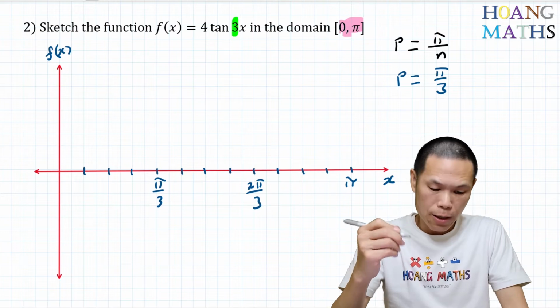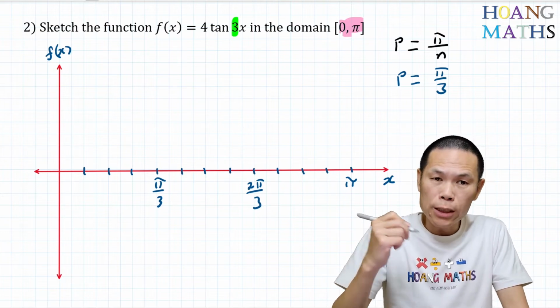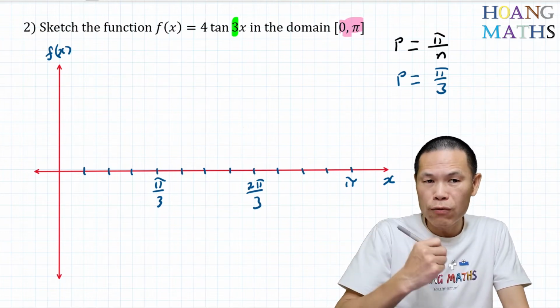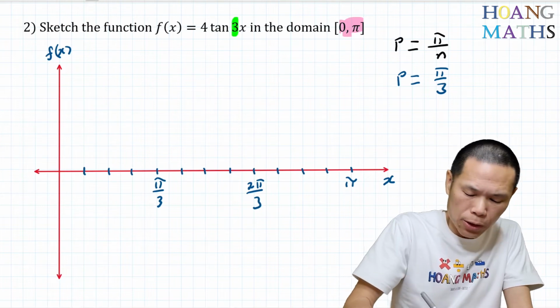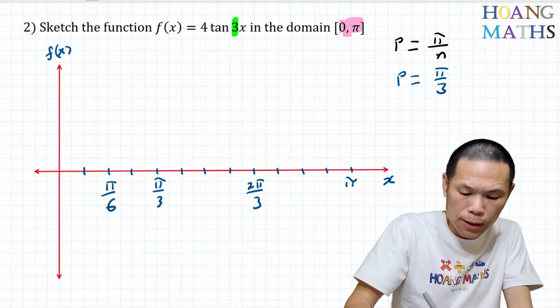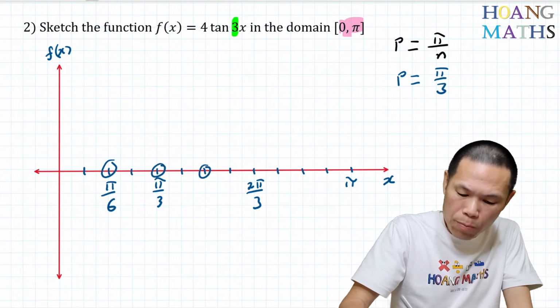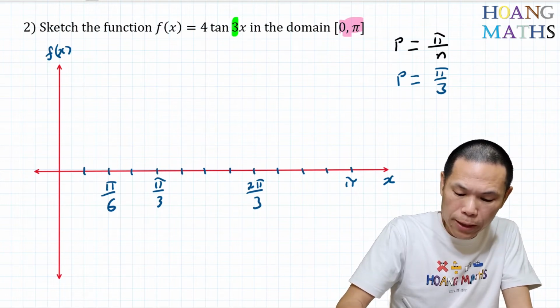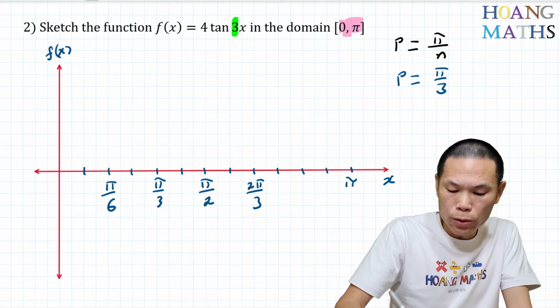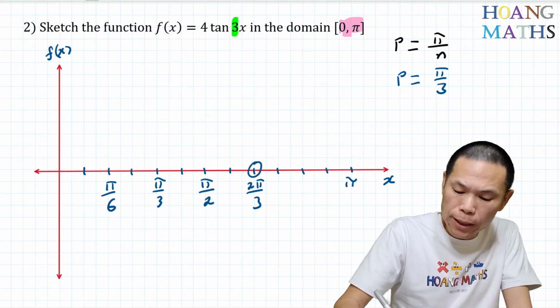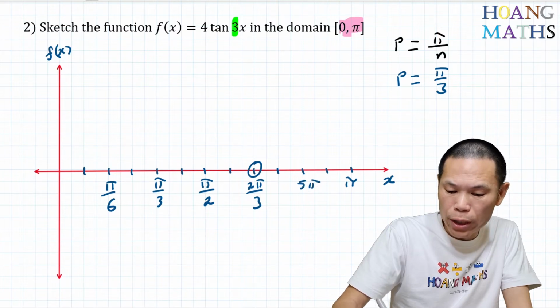And don't forget, between pi over 3 and 0, which is 1/3 divided by 2, is 1/6. So this is pi over 6. And this is pi over 6, 2 pi over 6, 3 pi over 6. So 3 pi over 6 is pi over 2. And then 4 pi over 6 and 5 pi over 6 here. That's how you count, okay?